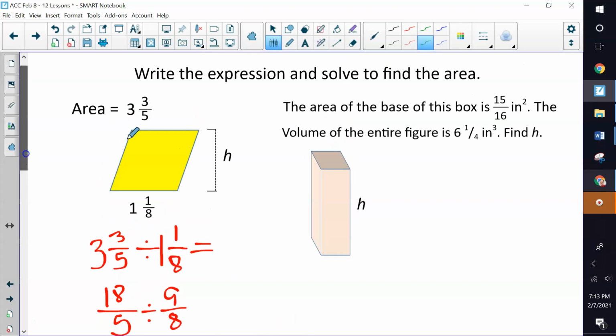That makes sense. Okay. Here we have the same idea, where if volume equals the area of the base times the height, we can work backwards by taking our volume and dividing by the area of the base to find the missing factor.